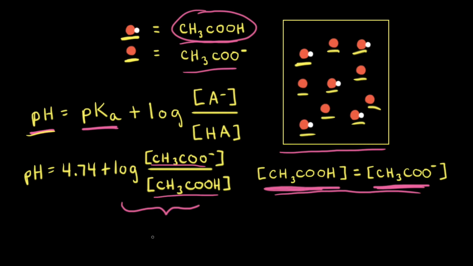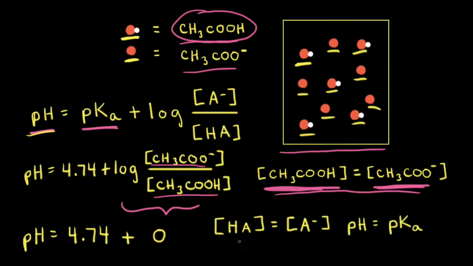So let's go ahead and write that in here. The log of 1 is equal to 0. Therefore, the pH of the buffer solution is equal to 4.74 plus 0, or just 4.74. So whenever the concentration of the weak acid is equal to the concentration of the conjugate base, the pH of the buffer solution is equal to the pKa of the weak acid.